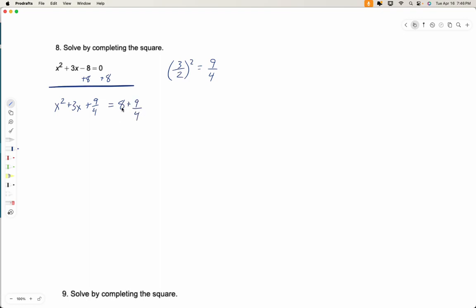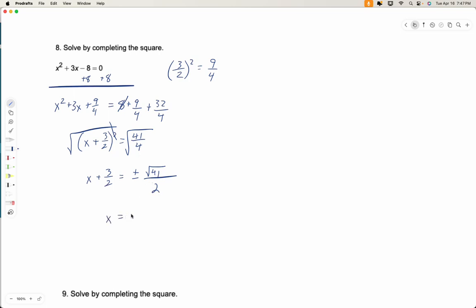Now if I want to combine these, I need to multiply this by 4. So that would be plus 32 over 4, which would still be 8. So I'm going to factor this, x plus 3 over 2 squared, and this would be 41 over 4. Unsquare both sides, this cancels. X plus 3 over 2 is equal to plus or minus the square root of 41 over 2, because the square root of 4 is 2.